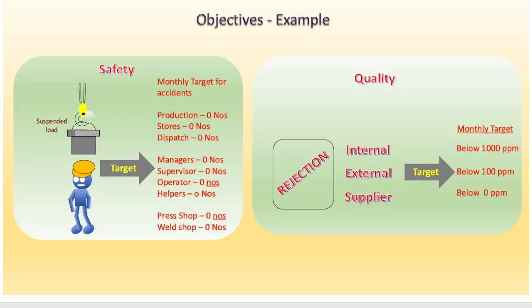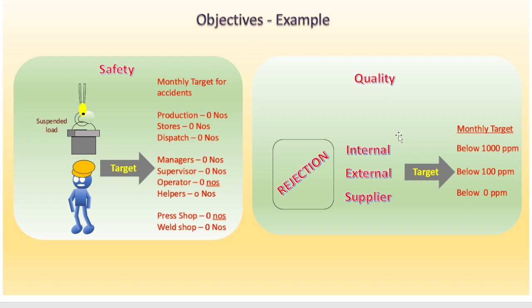Next, there are some examples about objectives. See here the safety related objectives. You can define a monthly target of accidents: for production, 0 accidents, for stores, 0 accidents. Means you can define it for all functions, then subsequently for all levels and all processes here.